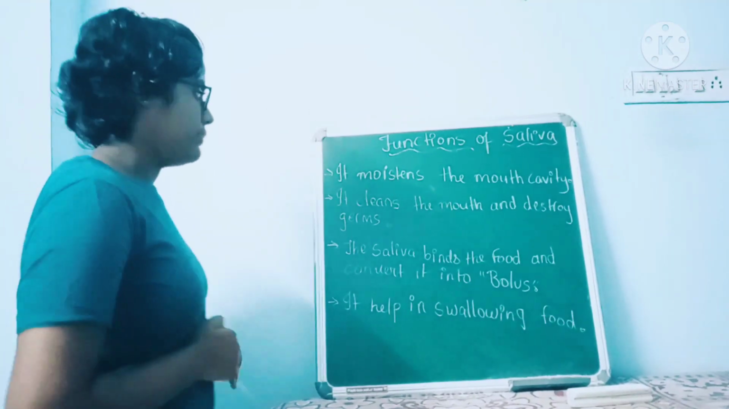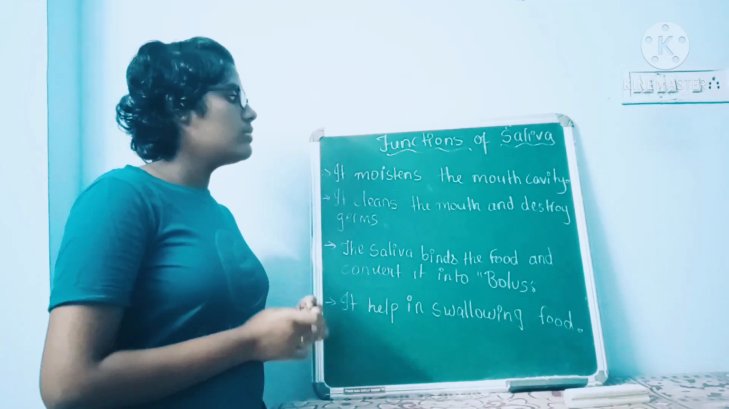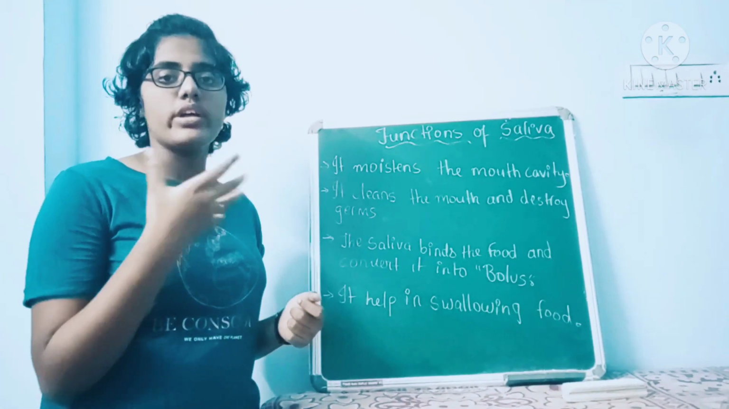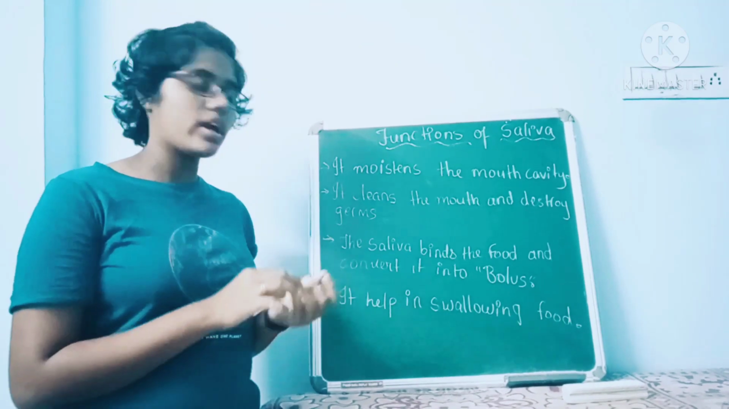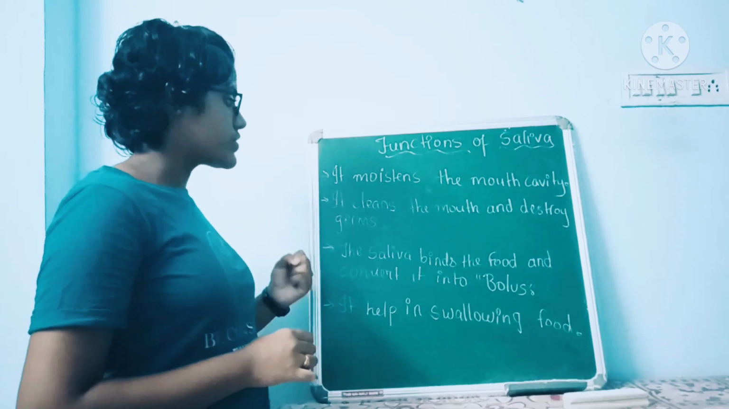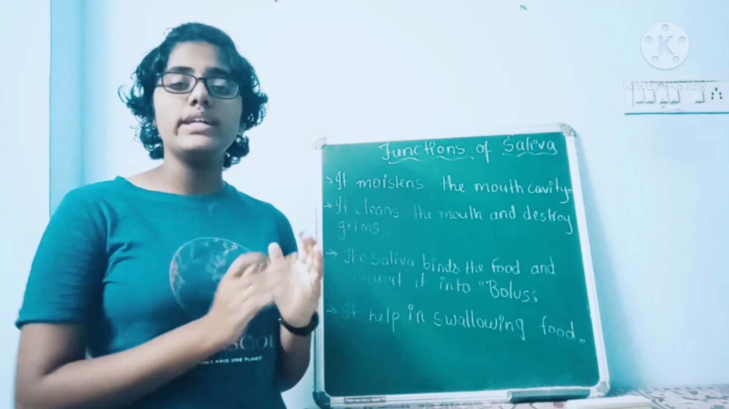Functions of saliva. It moistens the mouth cavity. Moistens means what? It will keep it watery, but it will not let it go dry. Okay. Next, it cleans the mouth and destroys germs. It always cleans the mouth and destroys the germs.